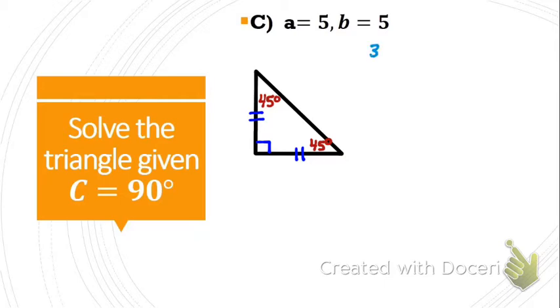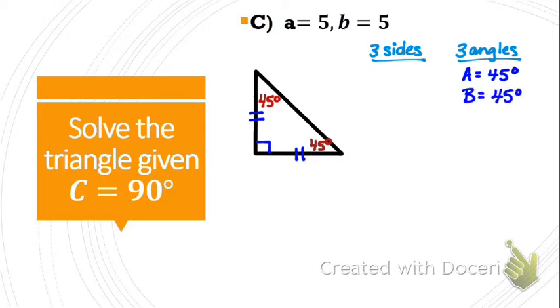All right. So on any triangle, we have three sides and three angles. We know all of our angles now, right? We know that angle A is how big? 45. Angle B is 45. And they told us from the very beginning that angle C was 90.